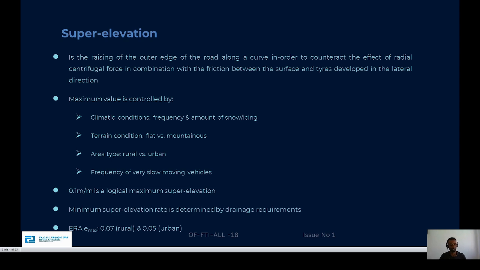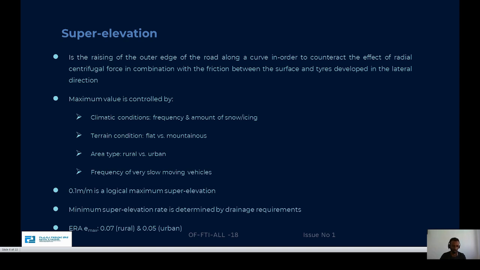The maximum value of super elevation is controlled by climate conditions. For example, dry and wet climates give different super elevation. If the climate is very wet, the friction will decrease, so the super elevation will increase. The terrain condition is also very important. For example, in flat areas the super elevation is high compared to mountainous terrain.